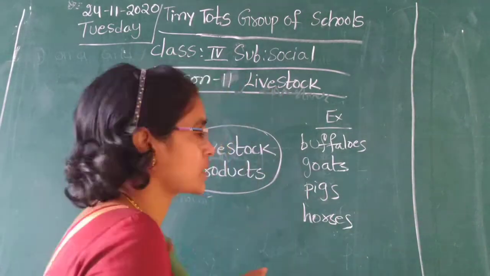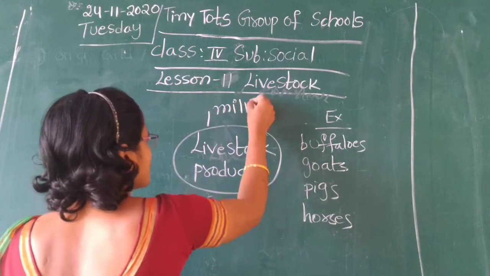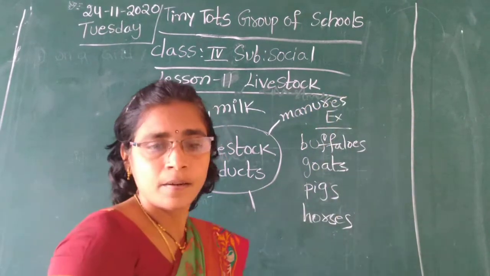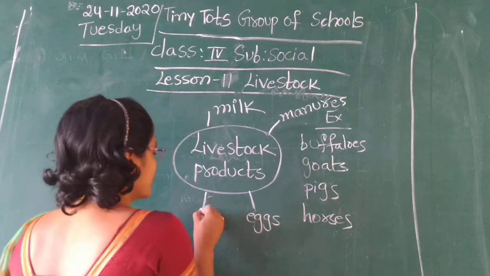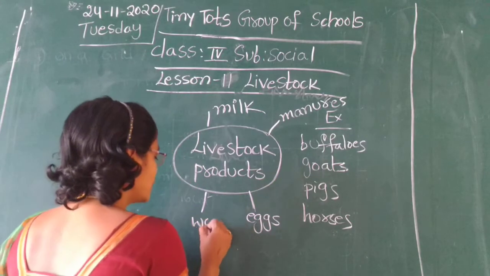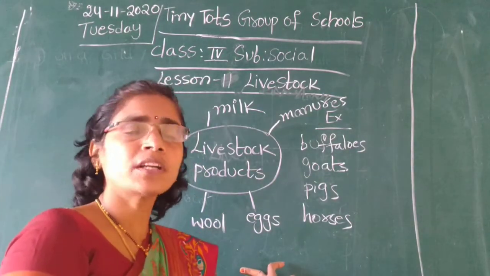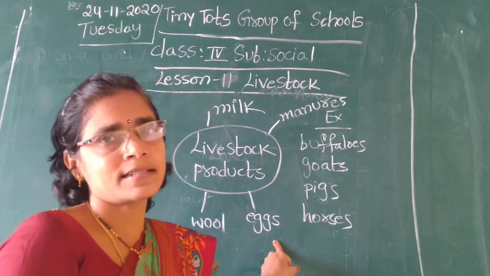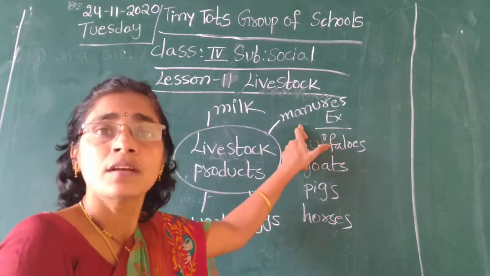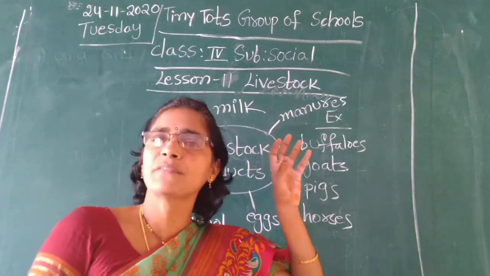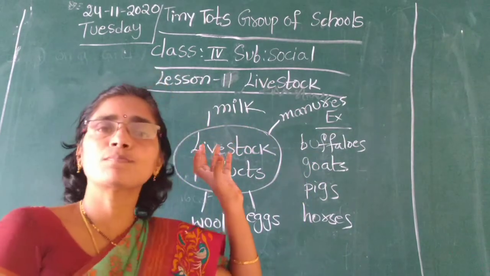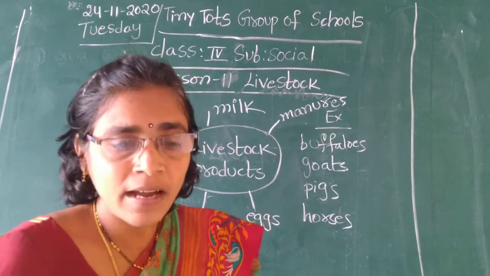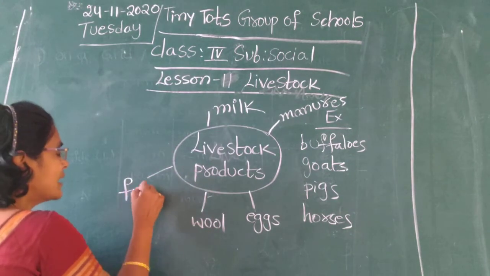These are the examples of livestock: buffaloes, goats, pigs and horses. What are the livestock products? The first, most important one is milk. Next one, manures. Next one, eggs. Next one, wool. Who gives wool? Goat and sheep give wool. Who gives eggs? Ducks and hens give eggs. Who gives manures? Manures means dung. Cows and buffaloes, their dung is used for manures. And who gives milk? Buffalo, goat and cow. Next, hides and fuel. Write in your homework note.